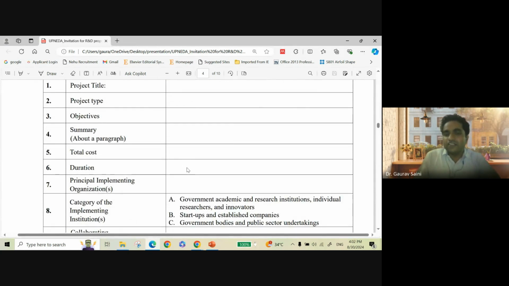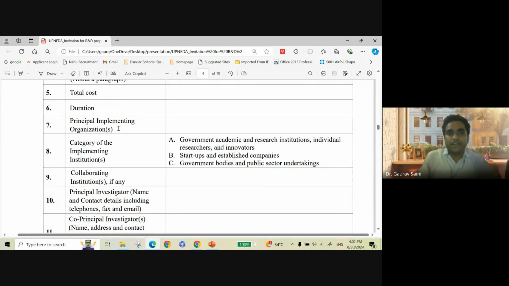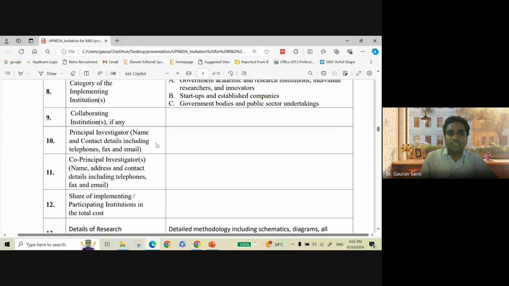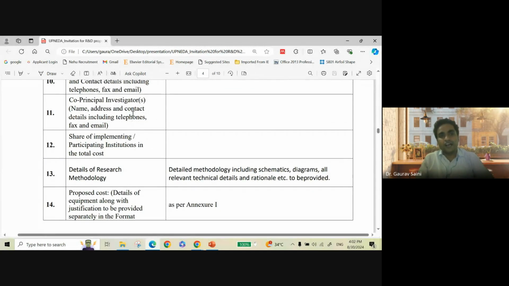Duration, I think we have discussed, from July this year to this year, from January to this year. Principal implementing organization, this is HBTU Kanpur or something, your organization is there. Category, in which category you are falling. Collaborating, you are collaborating with some organizations to complete this. So these are the details of your PI, co-PI, and the share of your participating institution in the total cost. You have to mention the percentage.